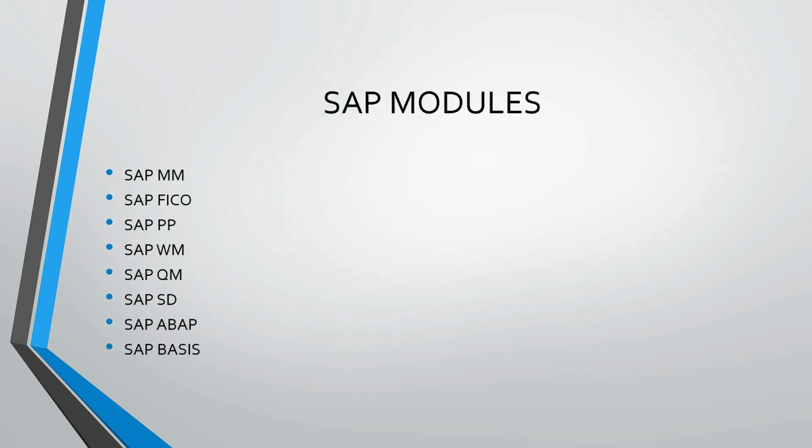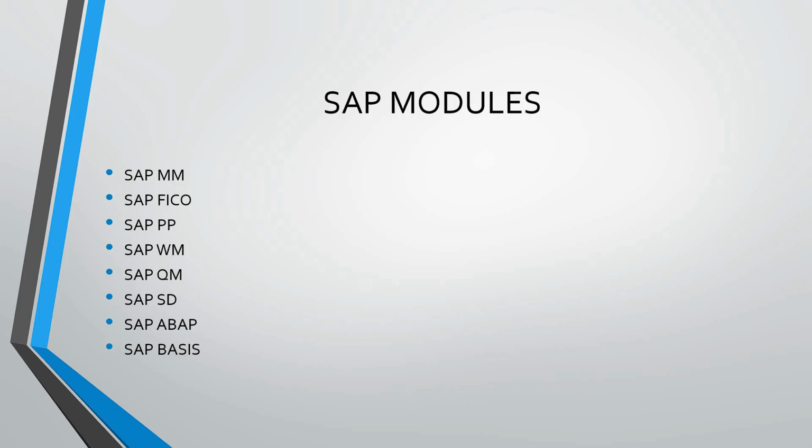The next slide is about SAP modules. We have multiple modules in SAP. First one is SAP FICO, SAP PP, SAP WM, SAP QM, SAP SD, SAP ABAP, SAP Basis. There are lots of modules. In this, from SAP FICO to SAP SD, those are the functional modules, and SAP ABAP and SAP Basis are the technical modules, which are related to programming.